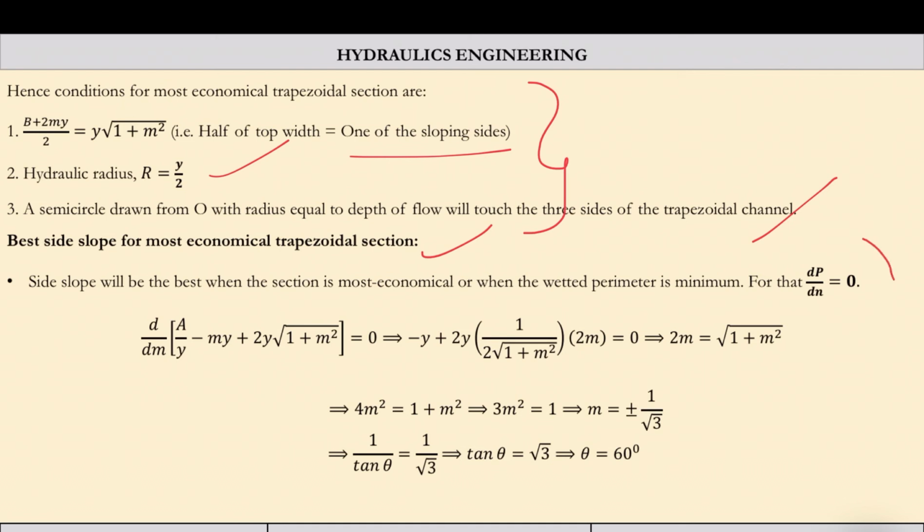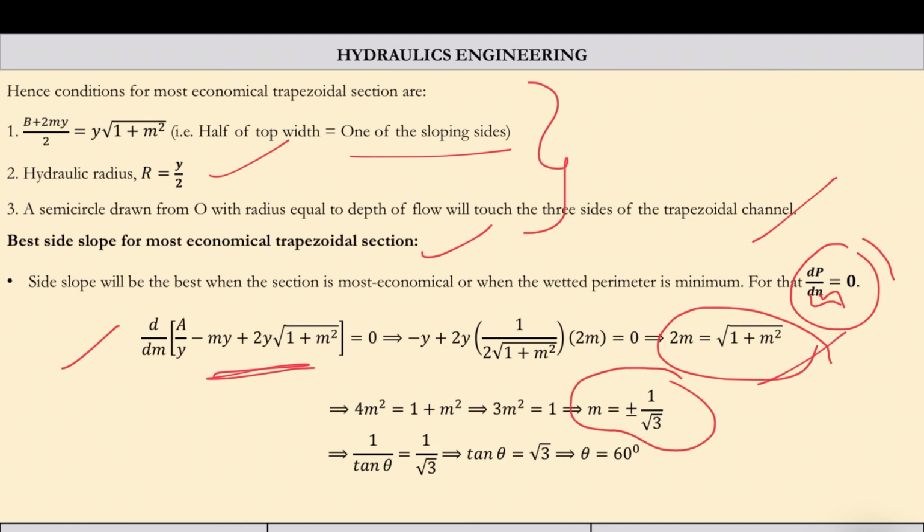Now, the best side slope for the most economical trapezoidal section. So we are calculating dP by dm equal to 0. The same P we are having. You have to be very clear that now we are checking the slope, so we are assuming y is constant. So y will get cancelled out. In this equation only m is there, so we can calculate the value. m is nothing but plus minus 1 by root 3. So m is 1 by tan theta, equal to 1 by root 3. So theta is coming out to be 60 degrees.